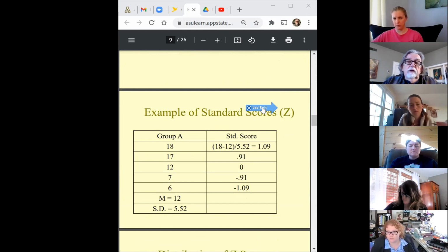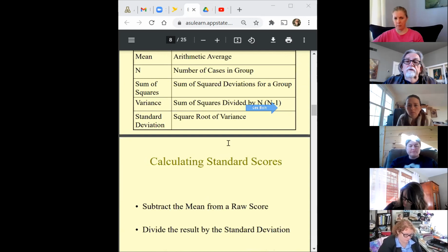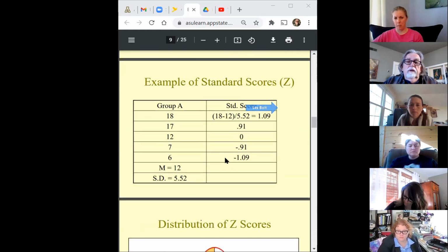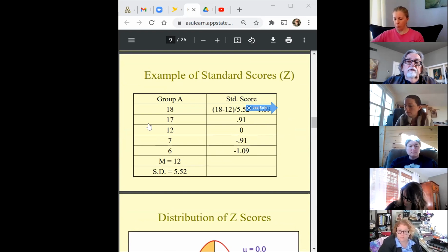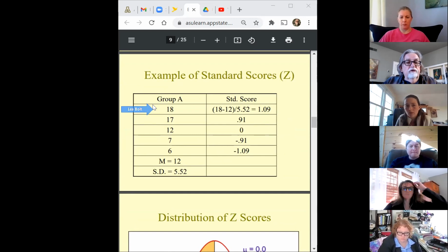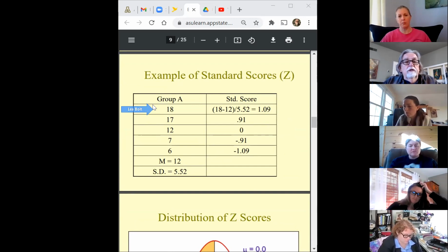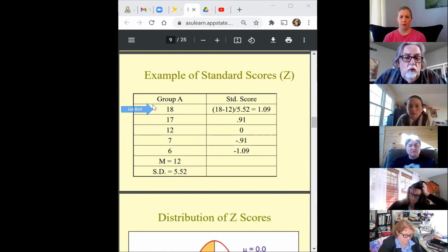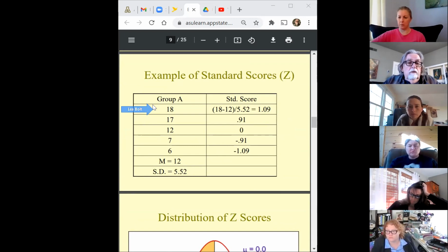I've taken the liberty of doing that down here. I did use the right standard deviation. So, for example, 18 raw score minus 12 mean gives you 6, divided by standard deviation 5.52 gives you 1.09. So anytime you see something that talks about standardizing a score, that's exactly what they've done. They've taken a deviation quantity and divided by standard deviation and gotten a score relative in standard deviation units.